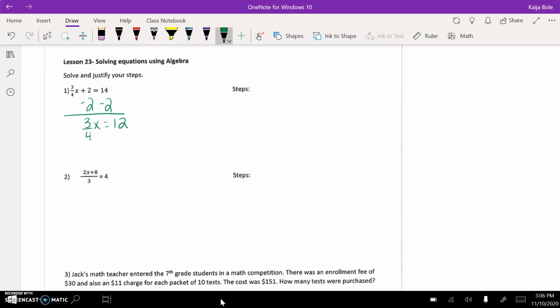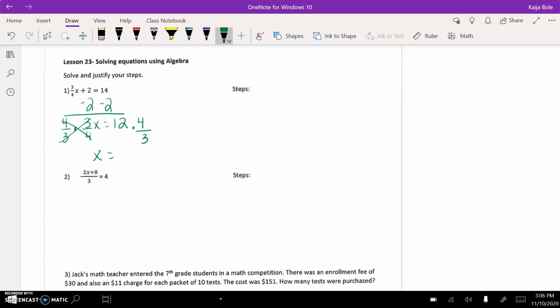Then, I know this is technically 3/4 times x. So in your mind, you are correct in thinking we should divide, all right? But remember, when you divide fractions, you end up multiplying by the reciprocal. So I can just go ahead and multiply by 4/3 here. So everything on the left-hand side cancels. So we get x equals.